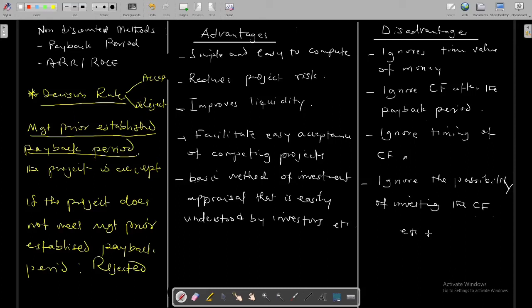And these are a few examples of the advantages and the disadvantages of the payback period. Now, a profound disadvantage of the payback period is that it ignores the time value of money. Therefore, we are going to the next method, which is the discounted payback period, which is an improvement of the traditional payback period. Now let's look at the discounted payback period.